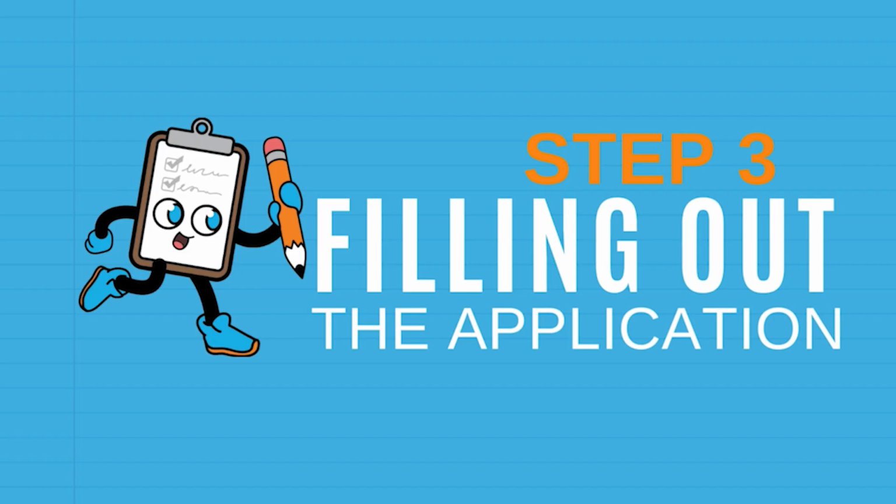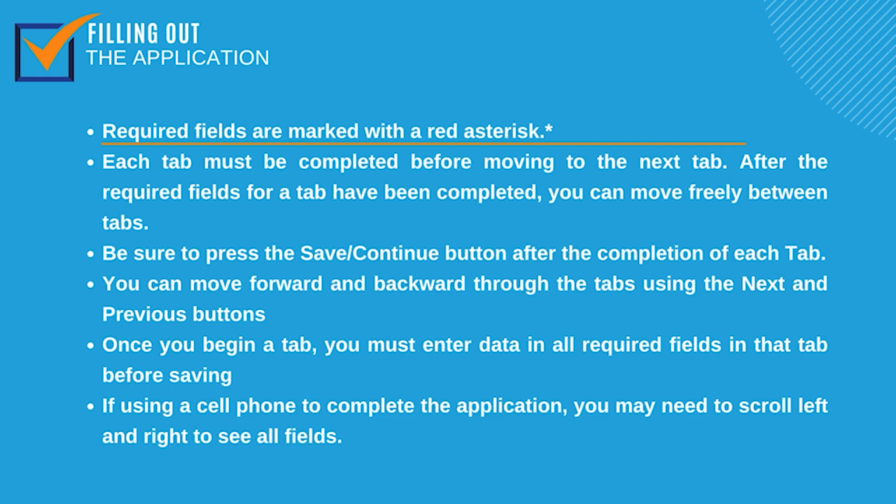Step 3. Filling out the application. Required fields are marked with a red asterisk. You must complete each tab before moving to the next. Once the required fields in a tab are filled out, you can freely navigate between tabs. Always press the Save and Continue button at the bottom of each tab. Use the Next and Previous buttons to navigate through the application. Once you begin a tab, you must complete all required fields in that tab before saving. If using a mobile device, you may need to scroll left and right to view all fields.